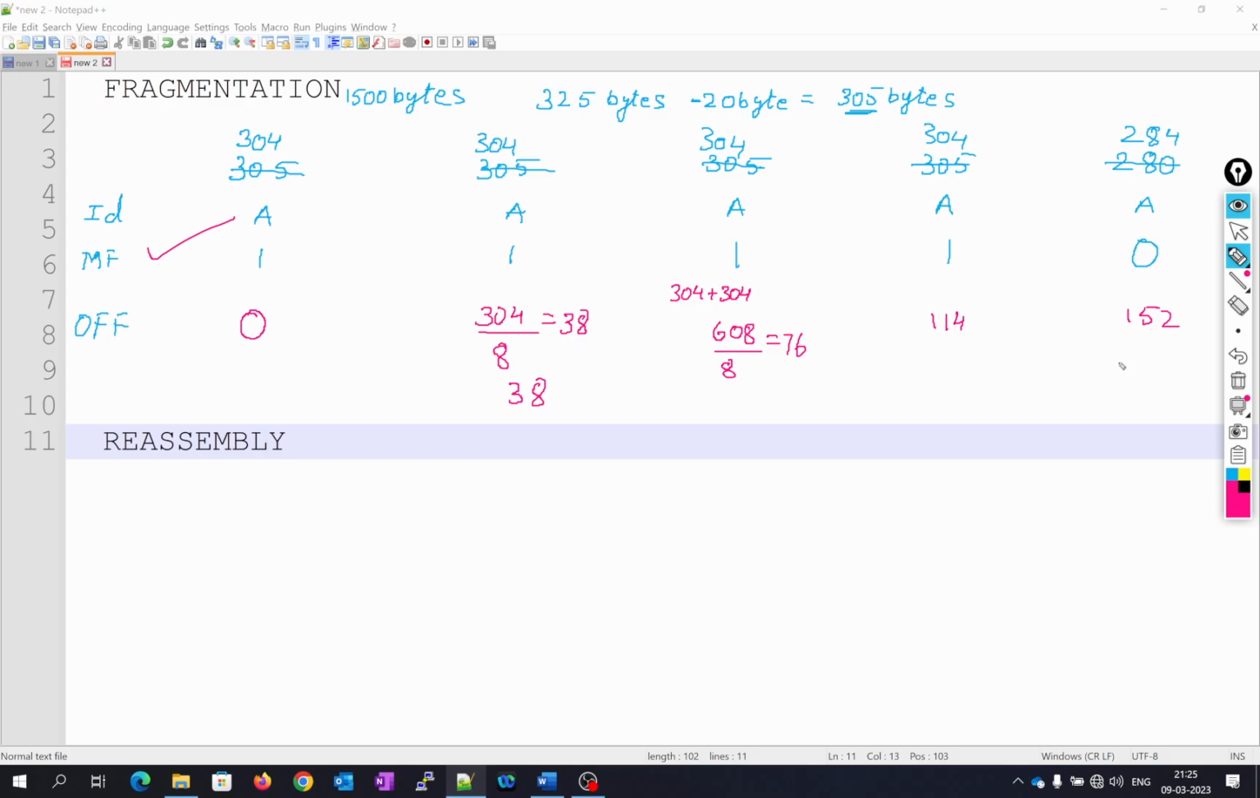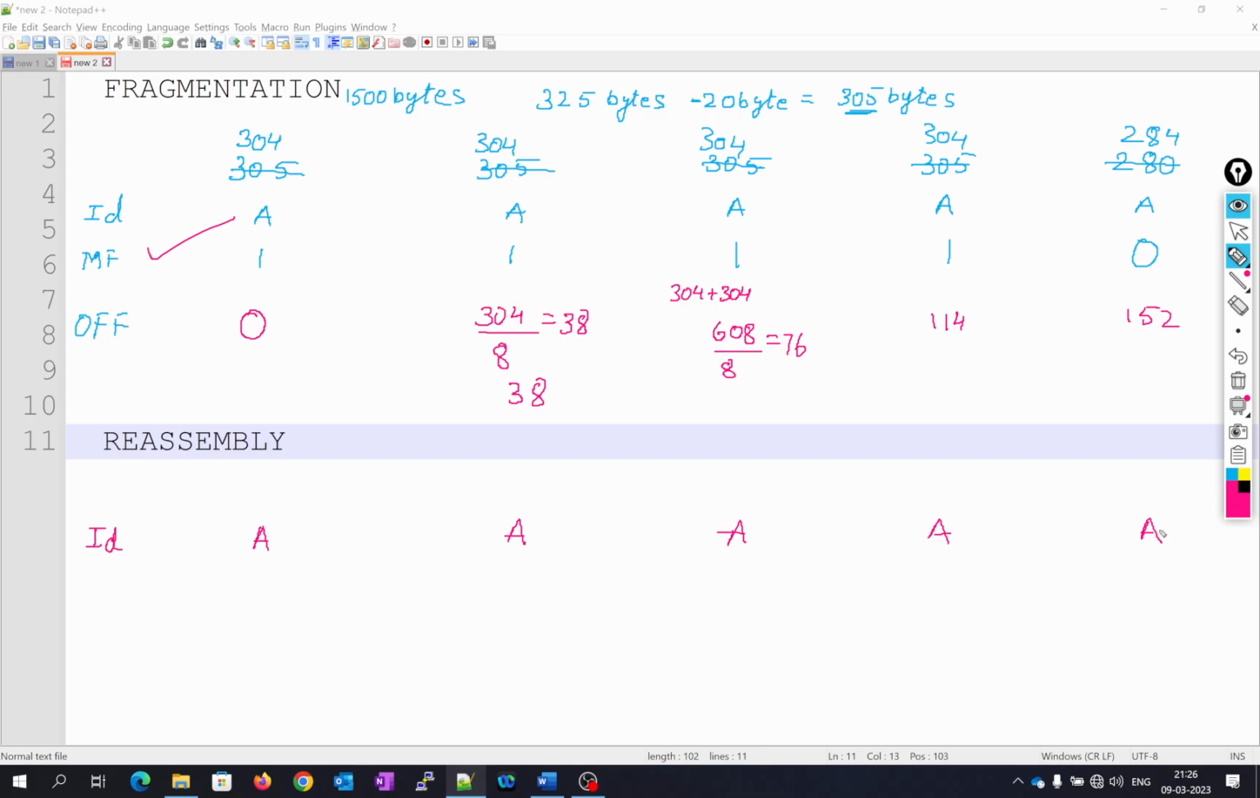Now consider that these fragments are sent out of the router, but they are received in a jumbled manner at the end device. How will the router or the end device rearrange them? It's very simple. It uses the identification field, and it collects all the fragments that have an identification field of A. So we have 5 fragments that have an identification field of A.